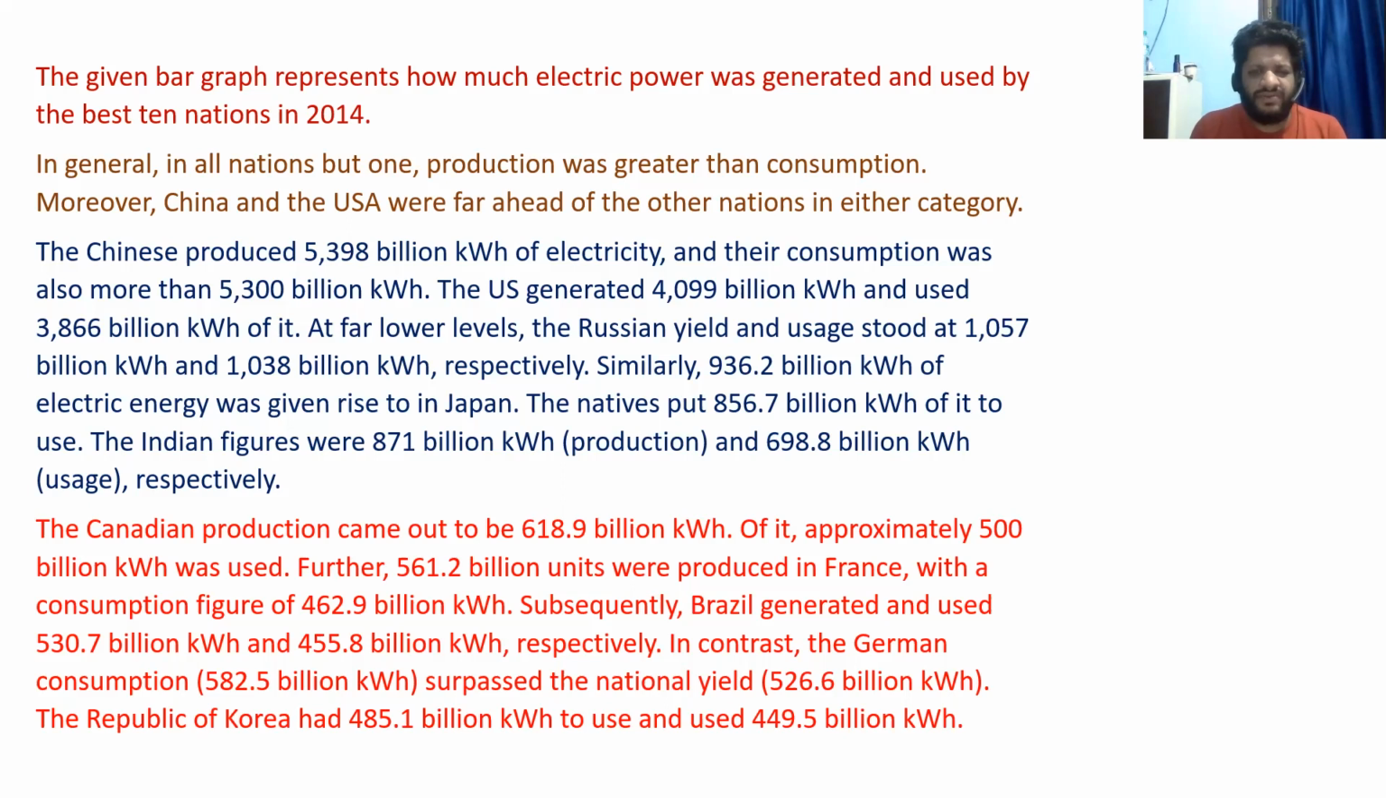The Canadian production came out to be 618.9 billion kilowatt hours. Of it, approximately 500 billion kilowatt hours was used. Further, 561.2 billion units were produced in France with a consumption figure of 462.9 billion kilowatt hours. Subsequently, Brazil generated and used 530.7 billion kilowatt hours and 455.8 billion kilowatt hours respectively. In contrast, the German consumption, this much, surpassed the national yield, that much. The Republic of Korea had 485.1 billion kilowatt hours to use and used 449.5 billion kilowatt hours.